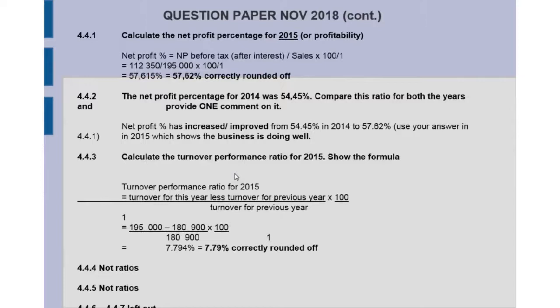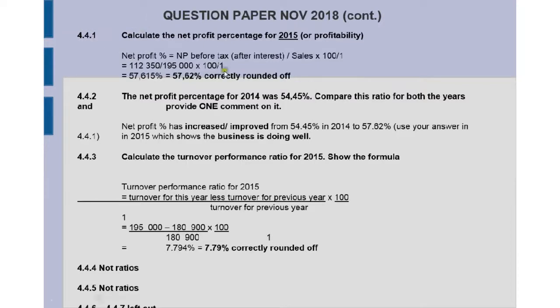4.4.1, calculate the net profit percent for 2015. You need to see which year you have to calculate it. They could have also asked for all the profitability for that specific year. So we get our formula down: net profit percent equals net profit before tax, divided by your sales, times your 100 over 1. Get your figures from the income statement and then round it off correctly from what you see on your calculator.